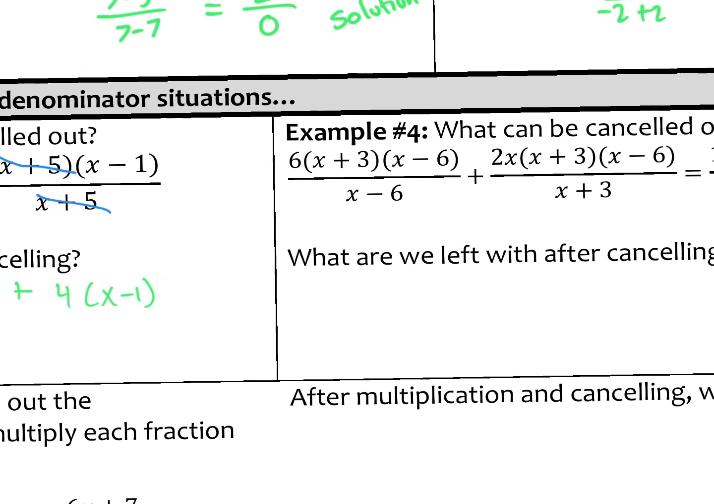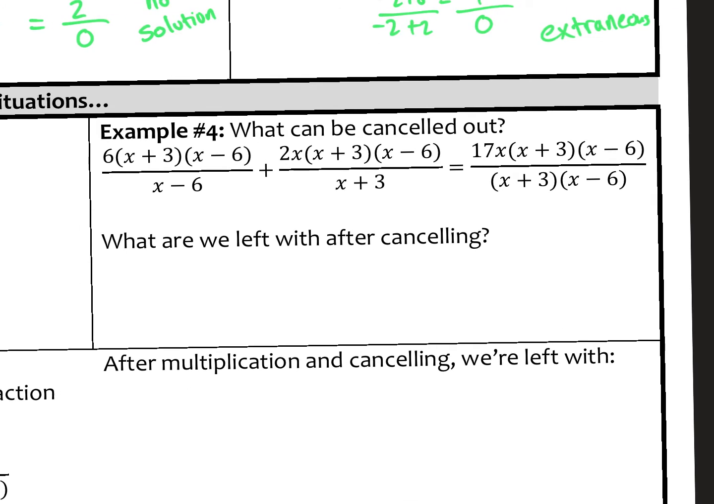Okay, let's look at number 4. Look what can be canceled. This time we have an equation, so we have factors on both sides. On the left side, we have this x minus 6 can be canceled, this x minus 6, this x plus 3, this x plus 3, this x plus 3, and this x plus 3, and x minus 6, x minus 6. So all of a sudden, instead of having rationals equal to each other, we now just have 6 times x plus 3 plus 2x times x minus 6 equals 17x.